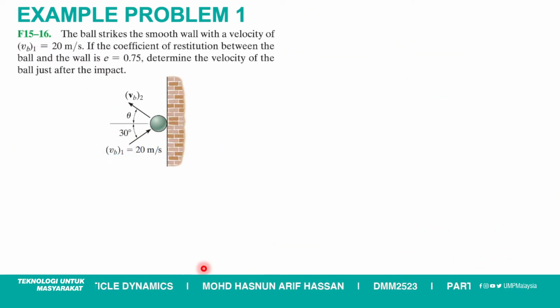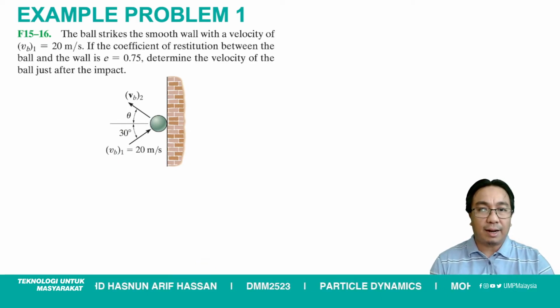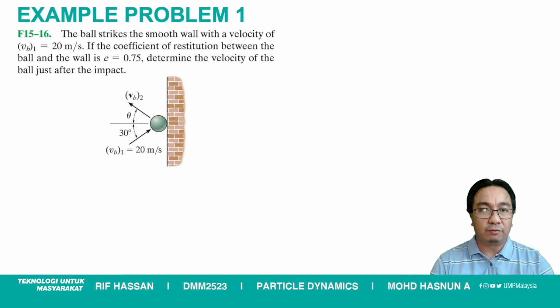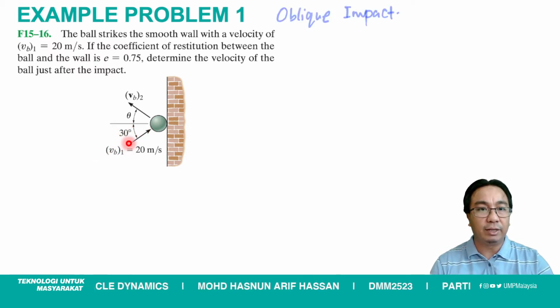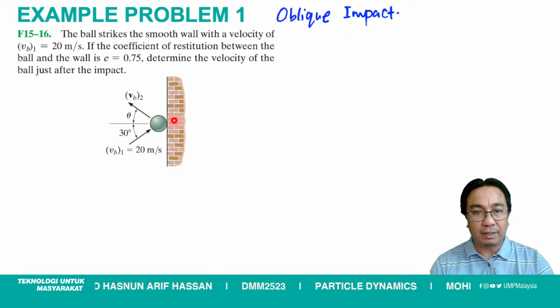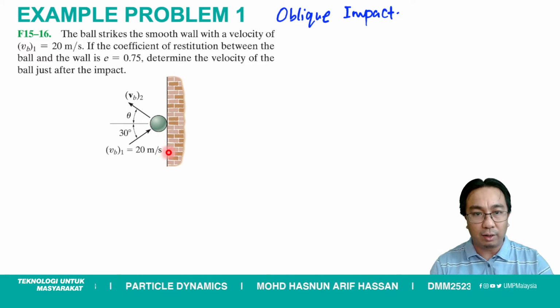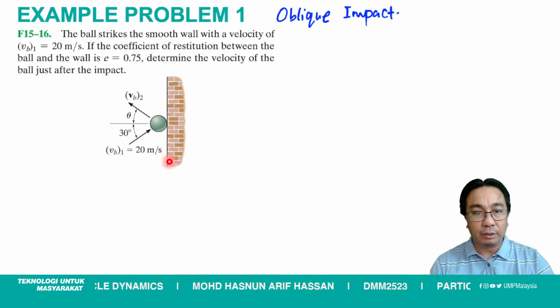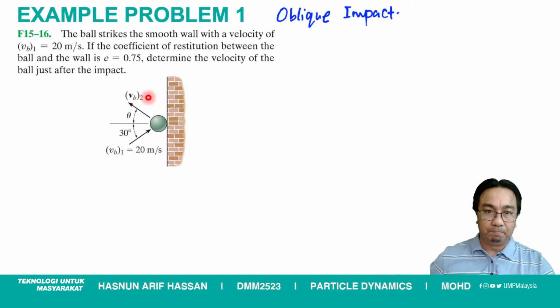Let's look at example problem number 2. Okay. The ball strikes the smooth wall with a velocity of VB 20 meter per second. Now the velocity is coming at an angle. So definitely you know this is oblique impact. Although you can only see one particle here, this is also considered an impact because it is impacting another object. We can consider this non-movable wall as another particle as well.